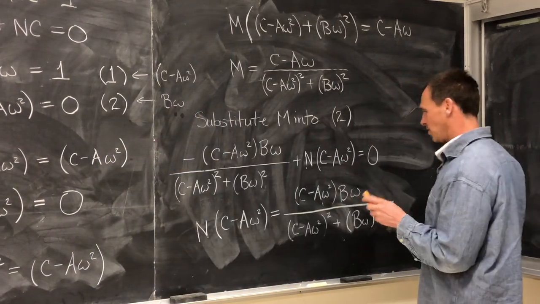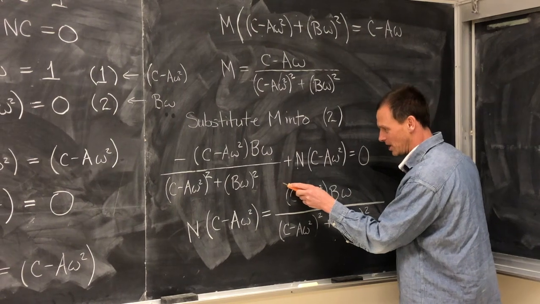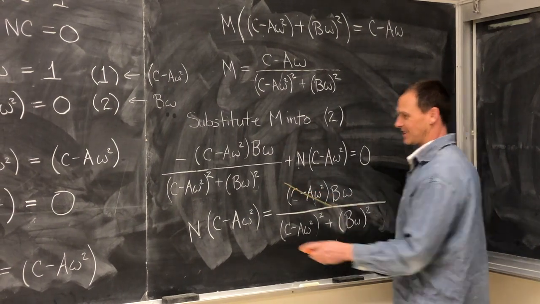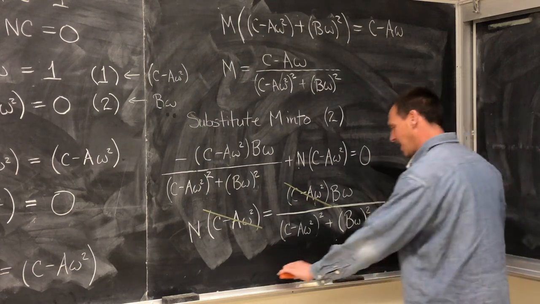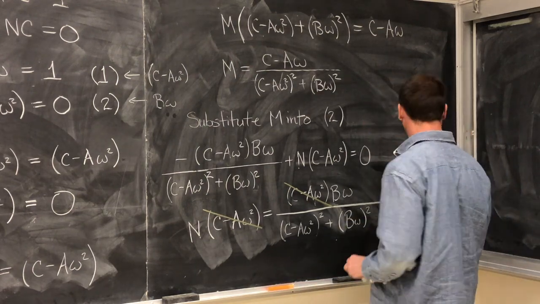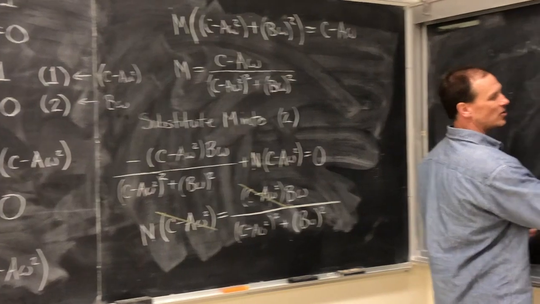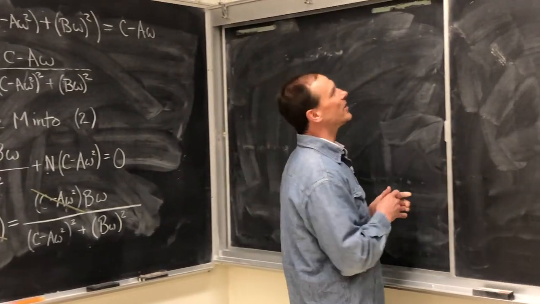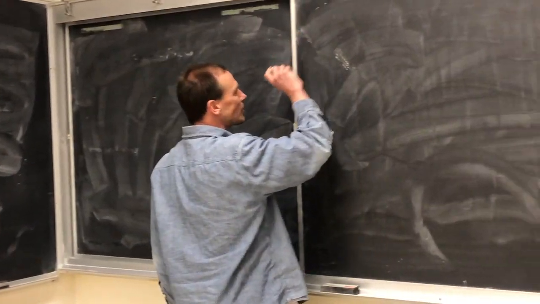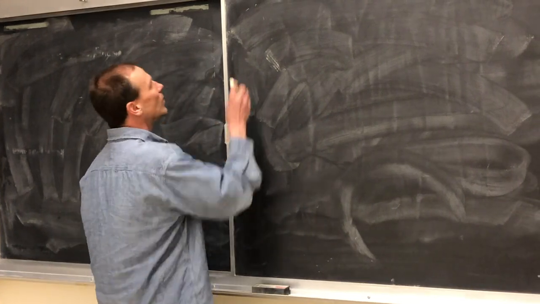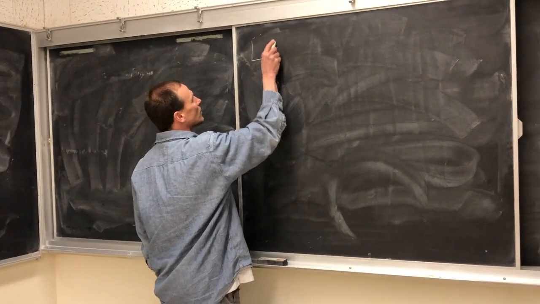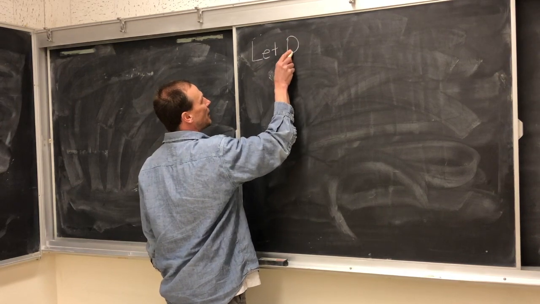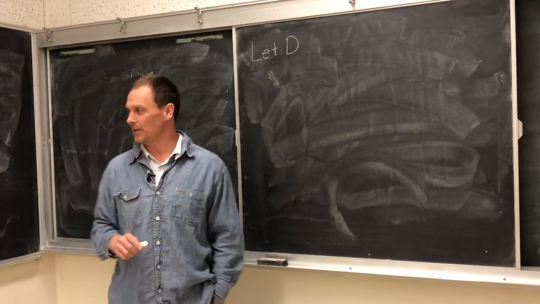And canceling is best done in orange. Look at that. Oh, that's just so much nice work. And there we have it. There's N. Let's write that right here. But before I do that, I'm going to do one more thing. I'm going to use a capital D.